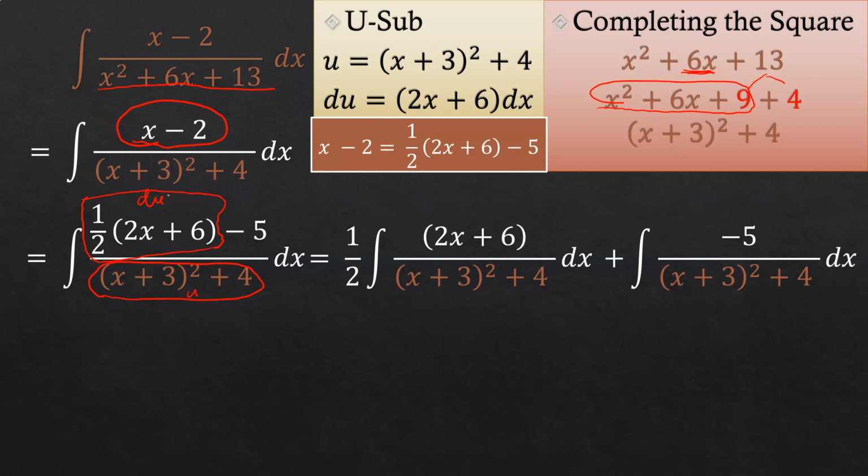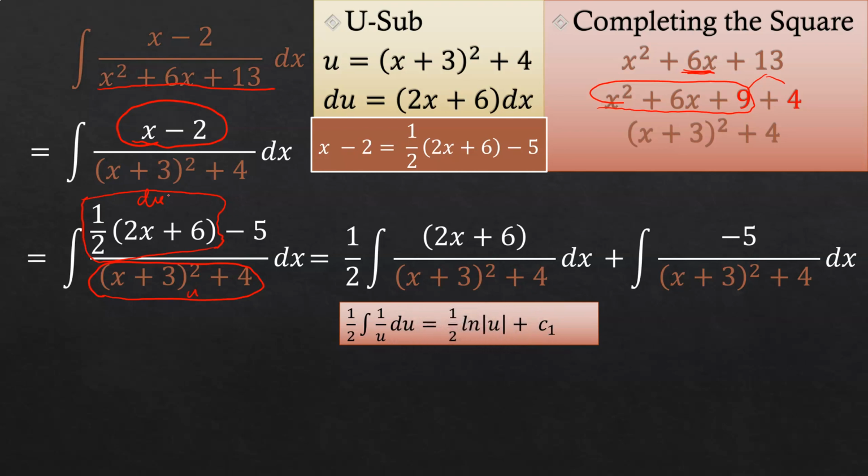So I'm going to go ahead and proceed with my u substitution for the first part. And that would be 1/2 the integral of 1 over u du, right? Because this right here is du, and the denominator here is u, right? So 1 over u du, and the integral of that is 1/2 ln of absolute value of u plus some constant.